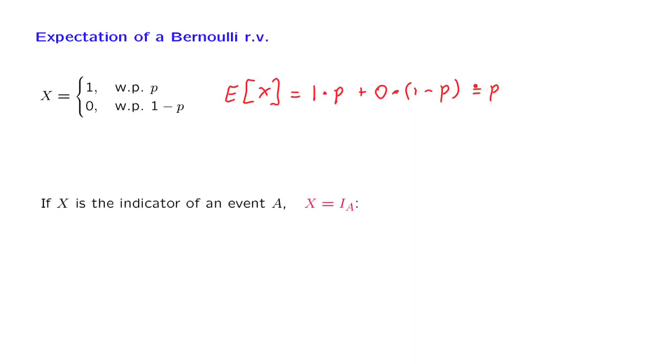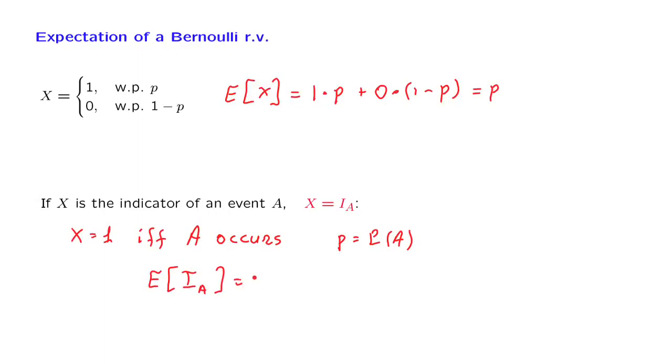As a special case, we may consider the situation where X is the indicator random variable of a certain event A, so that X is equal to 1 if and only if event A occurs. In this case, the probability that X equals 1, which is our parameter p, is the same as the probability that event A occurs, and we have this relation. And so with this correspondence, we readily conclude that the expected value of an indicator random variable is equal to the probability of that event.